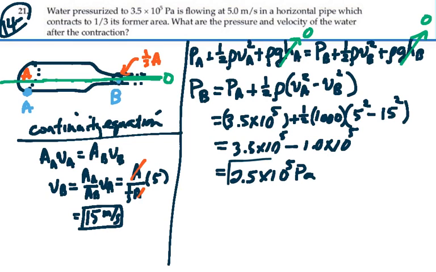So the pressure at the constriction is lower because the fluid is moving faster. The water is moving 3 times faster with a velocity of 15 meters per second, and the pressure at the constriction is lower after the contraction, and that is 2.5 times 10 to the 5 pascals.